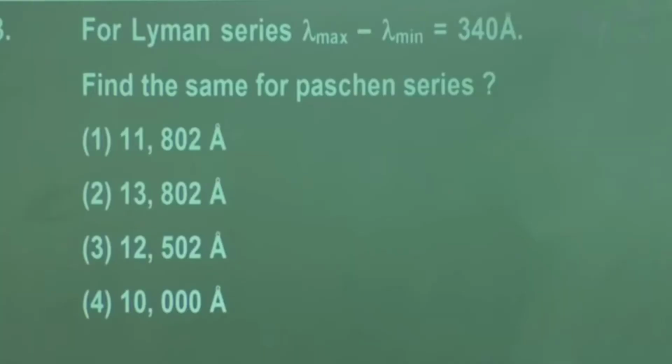Okay, now let us discuss another question. For Lyman series, lambda maximum minus lambda minimum is equal to 340 angstroms. Find the same for Paschen series.